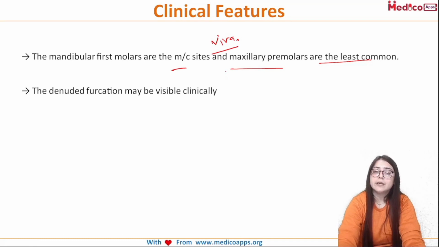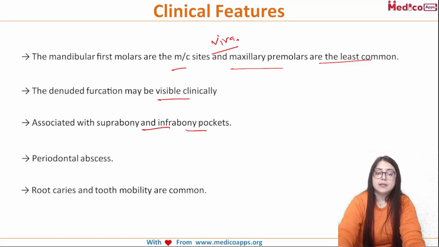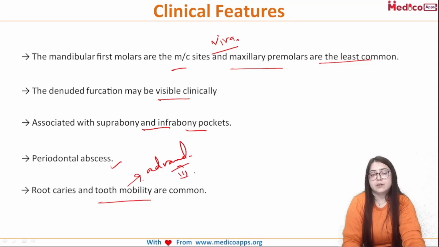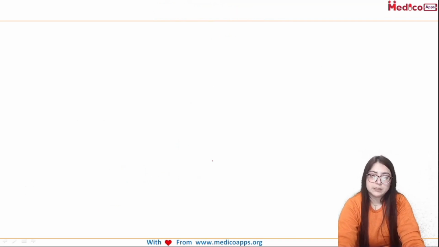Now denuded furcation can be visible clinically, associated with suprabony and infrabony pockets, periodontal abscess, root caries and tooth mobility. They are common, but tooth mobility is seen in advanced cases, in grade 3 and grade 4 furcation involvement. In all these you can feel this mobility. Right, now coming on to prognosis.